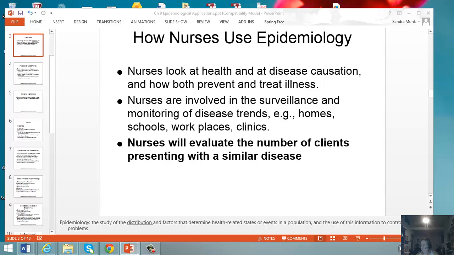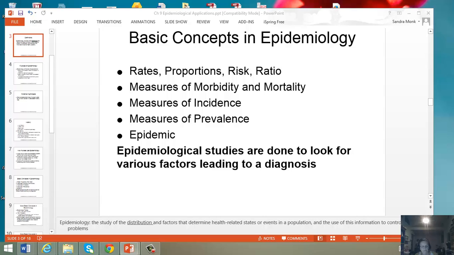So, for example, in school, we notice that a number of children have flu or upper respiratory outbreaks, or hand, foot, and mouth disease in a daycare center, something similar like that. And so an investigation can be done to see if there is a single source or multiple sources, and what can be done to prevent the spread of disease.